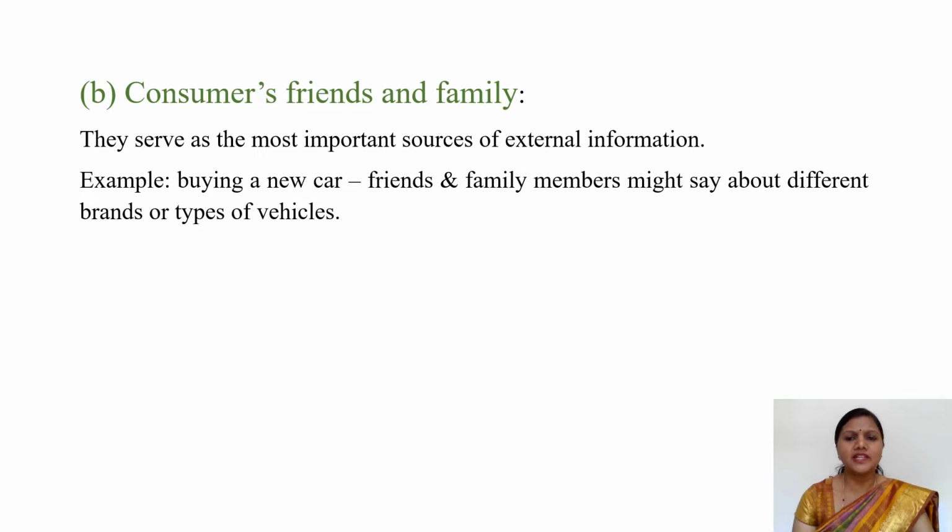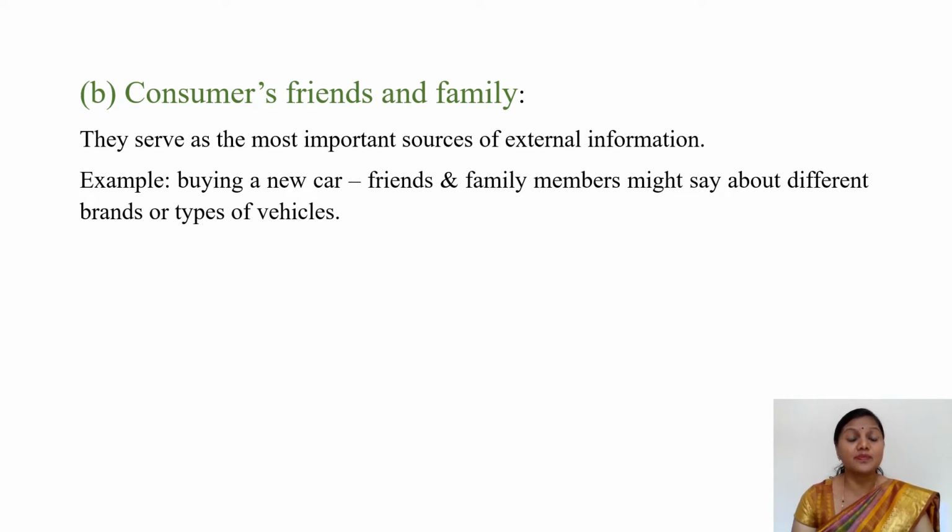Friends and family serve as the most important sources of external information. Example, buying a new car. Friends and family members might have something to say about different brands or types of vehicles. You might be impressed by the salespeople and commercials for a certain type of car. But if your parents or friends tell you about a bad experience they had with it, their opinion probably carries more weightage. So we trust our relatives and friends more than the salespeople and the marketers, isn't it?